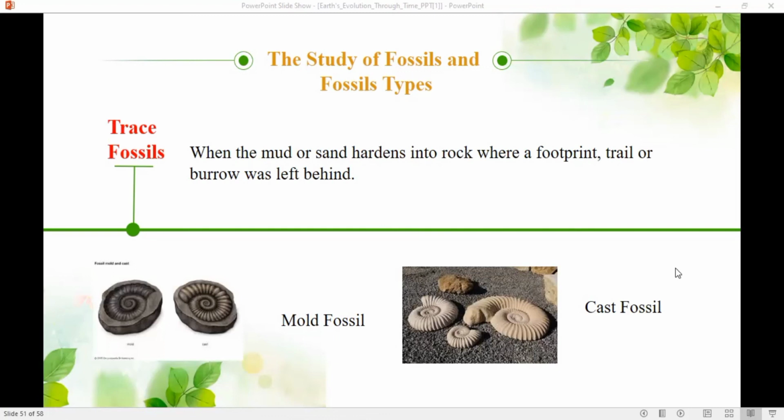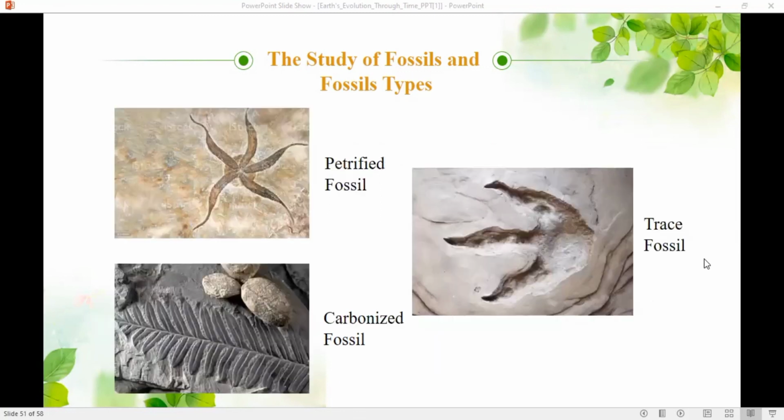Below are the picture samples of different types of fossils. First, on the left side, we have the example of a mold fossil. Then on the right side, we have the example of the cast fossil. And then the petrified fossil, carbonized fossil, and trace fossil.